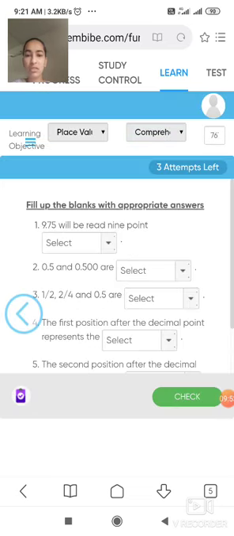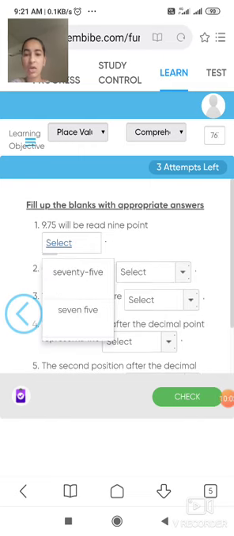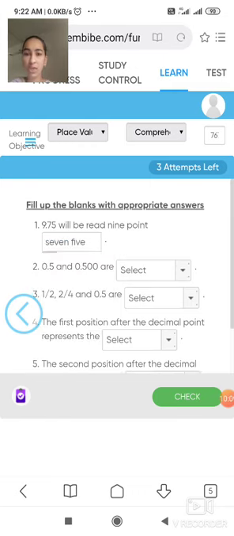Fill up the blanks. The first is 9.75 will be read as 9 point, how are we going to read it? We are going to read it as 7 5, don't read it as seventy-five. After the decimal, the digits are read as the number itself, that means what number they are indicating. Don't read as seventy-five, ninety-nine, okay?